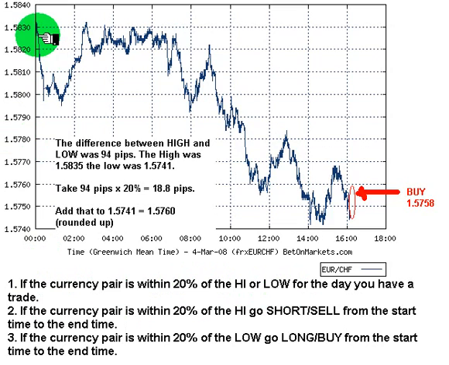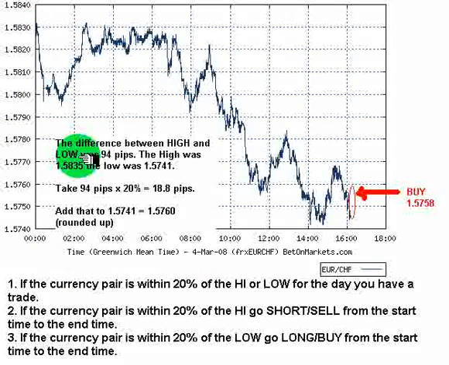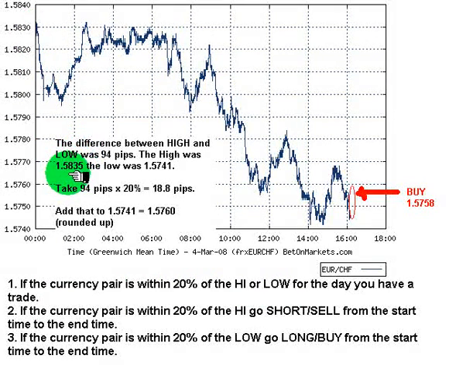The high for this particular chart is 1.5835. The low was 1.5741, which is a 94 pip spread between the high and the low. So the next step is, if the currency pair is within 20% of the high, you go short. Well, obviously it's not within 20% of the high, so let's skip that step and go down to 3.